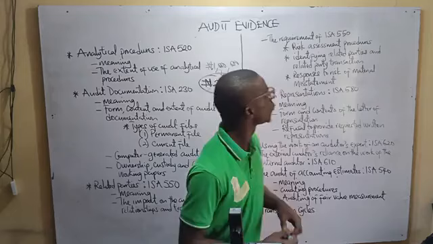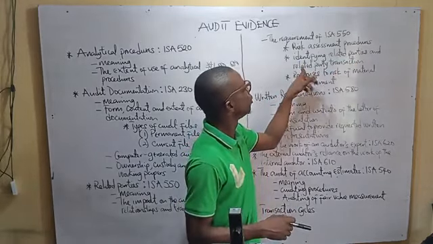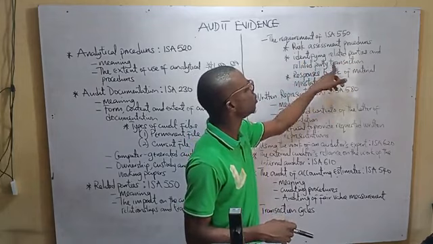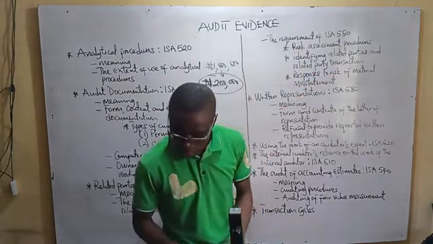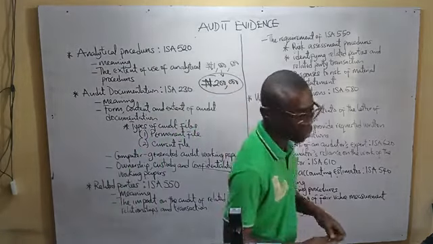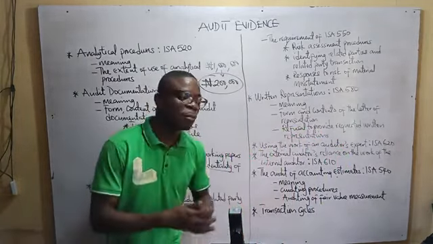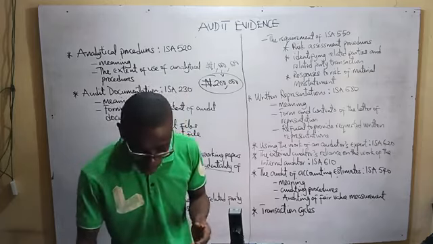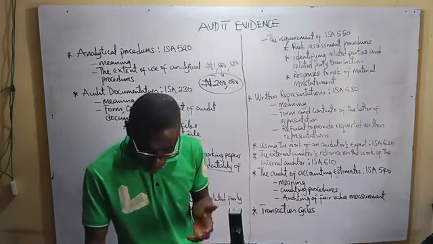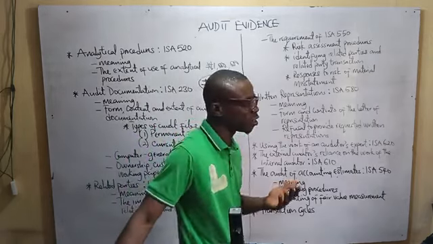So let's look at how to identify related parties and related party transactions. How can an auditor identify them? Because the management will want to, because they are the ones that will prepare the financial statements.